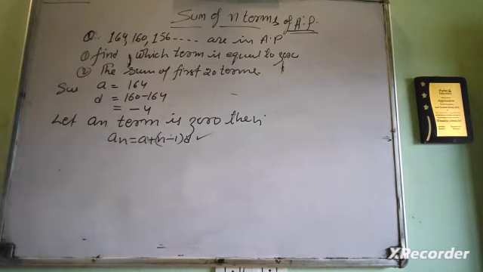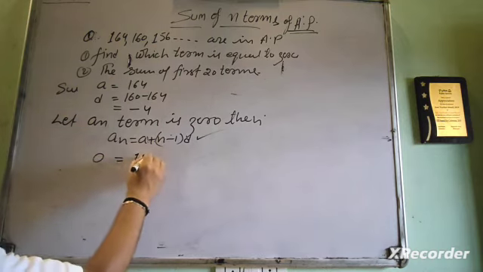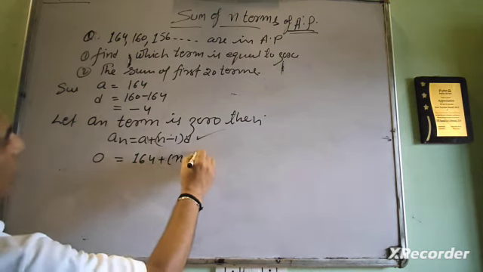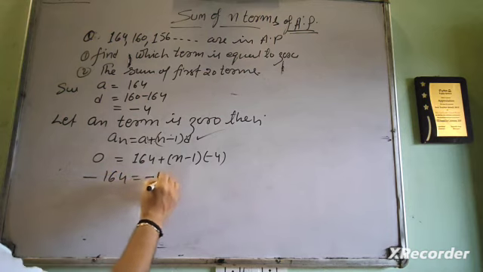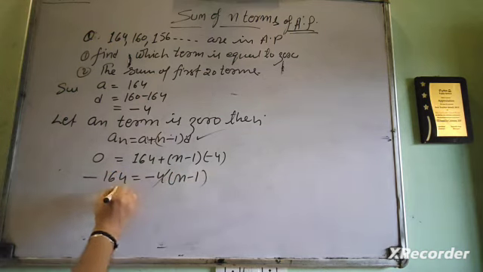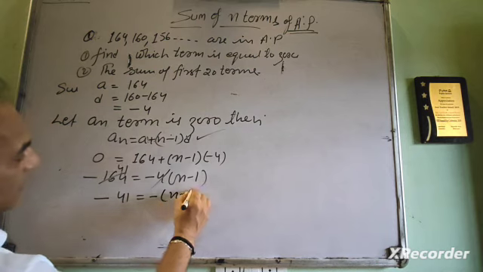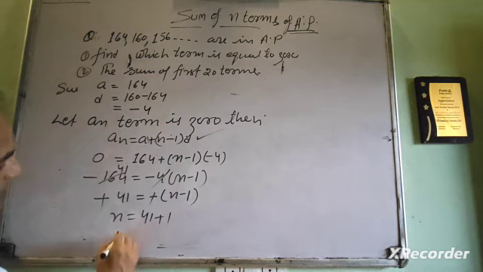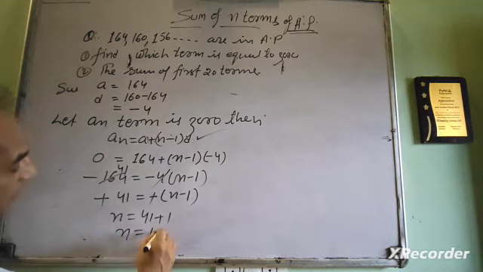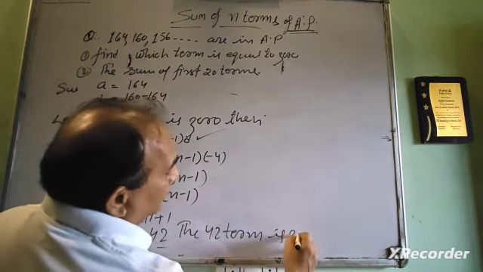We use the general term formula here. In place of an we put 0, is equal to 164 plus (n minus 1), where n we don't know, into d which is minus 4. So it becomes minus 164 is equal to minus 4 into (n minus 1). Dividing by 4, minus 41 is equal to minus (n minus 1). The minus signs cancel, the 1 comes to the other side, so n is equal to 41 plus 1, that is, n is equal to 42. So the 42nd term is 0.